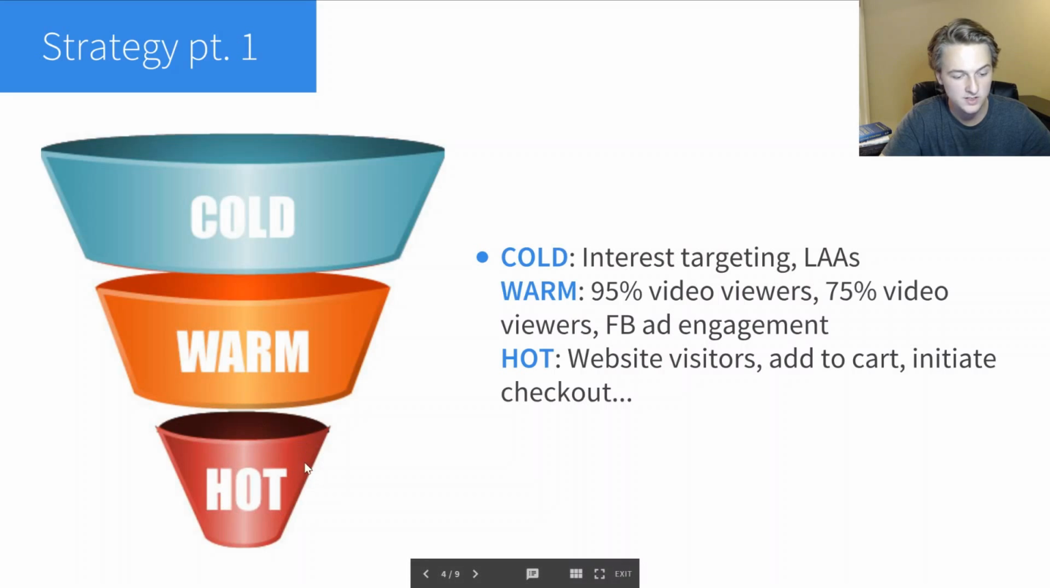Now, the hot audience, which is the bottom of the funnel audience, is people who've actually visited your website and maybe interacted, maybe added to cart, initiated checkout, and even bought your products before. These are the warmest, so the hot audience, and that's the most profitable audience. It's the audience that already knows your brand, so you don't have to spend a lot of money to make them know about you, right? They already know about you, and you can sell them a lot of product. And so this is how I structure my campaign. So the hot audiences would be website visitors, add to cart, initiate checkout, and so on.